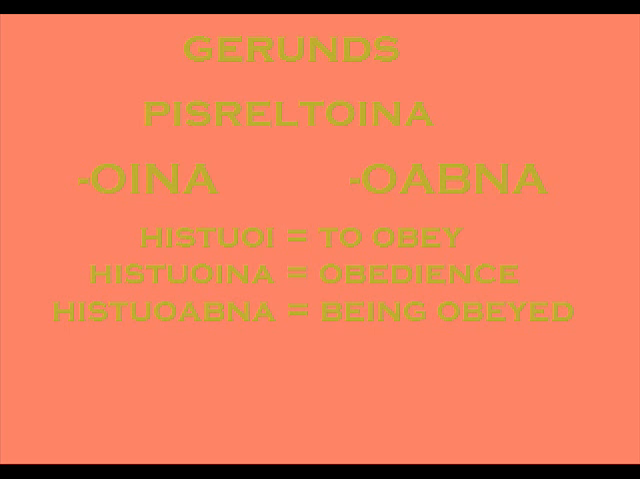Used in a sentence, if we define uweftin as fun, histuoabna muhuk uweftin, zof histuoina ged muhuk uweftin. Being obeyed is fun, but obeying is not fun. Let's take the gerunds of another verb since it's so easy. Taking Nudoihoi, to fantasize about, we get Nudoihoina, fantasizing, and Nudoihoabna, being fantasized about.